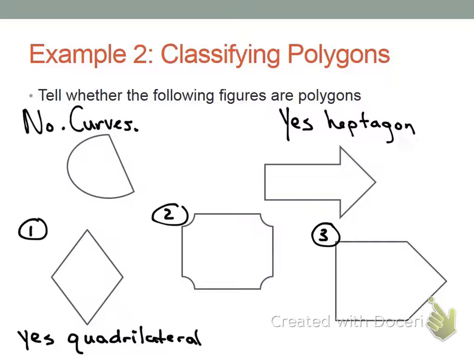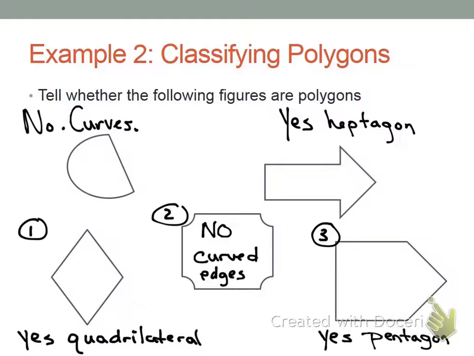What about the second one? No. Why? It has those curved edges. Okay, that's why. What about the third one? Yes. What kind? Pentagon. Who got those right? Did you get them right? All right, very good. Okay, so that's how we classify the polygons.